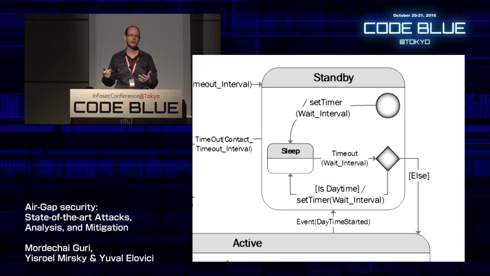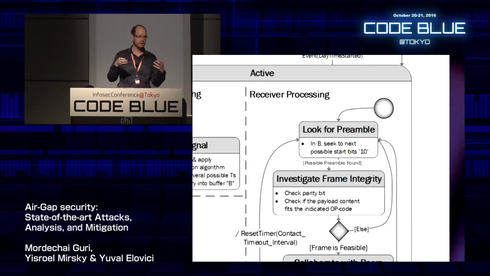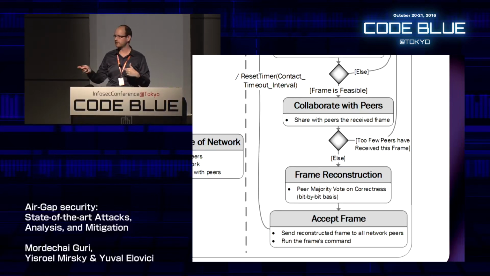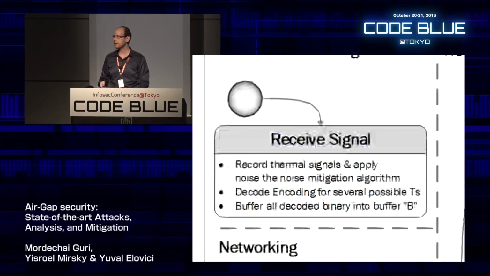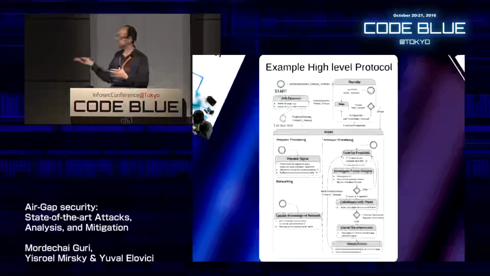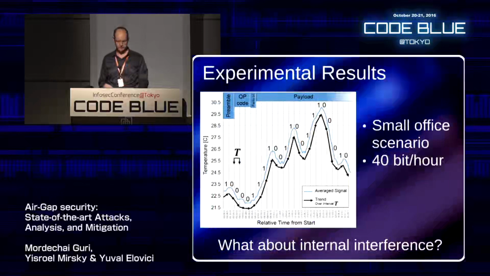So you can expect that the malware will sleep during the day, and then activate at night when there are fewer people around. It'll look for a preamble. If it ever sees a preamble, it'll investigate the frame's integrity. Afterwards, it might collaborate with peers, other malware in the network, to see if anybody else has received this frame and share this information. And then if everybody agrees that this is a good frame, it will act upon the opcode and perform the malicious attack. And finally, of course, if a malware doesn't receive any messages within the network, it's likely that it's not near any air conditioning system, and then it should self-destruct. In other words, delete all traces it was ever there.